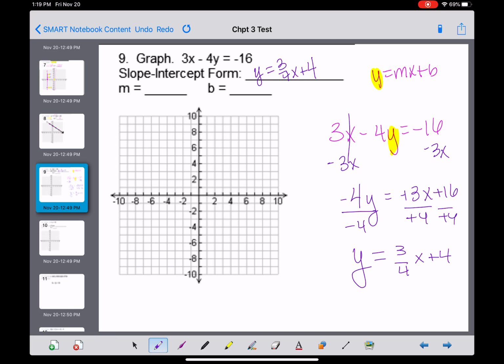And then from there we graph just like we did before. So my slope is 3/4, y-intercept of 4. I start at 4. It is positive this time, so I go up 3 to the right 4. I can also go double negatives, down 3, backwards 4, and that will give me my line.